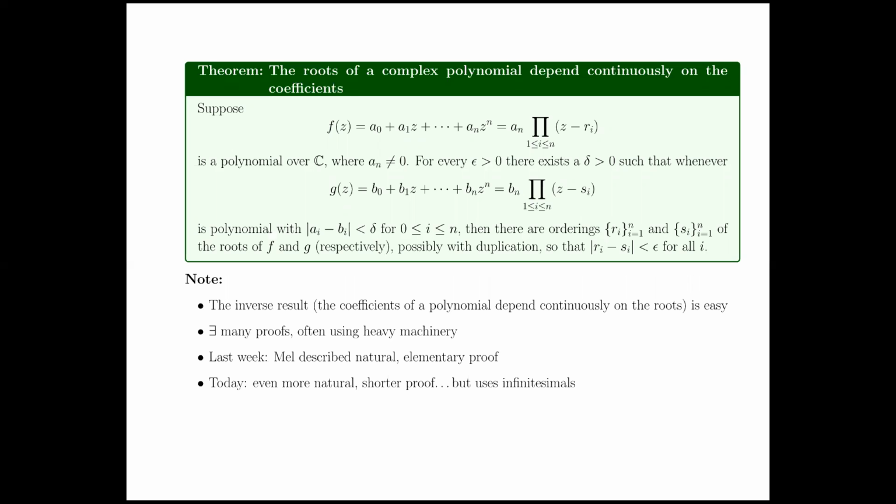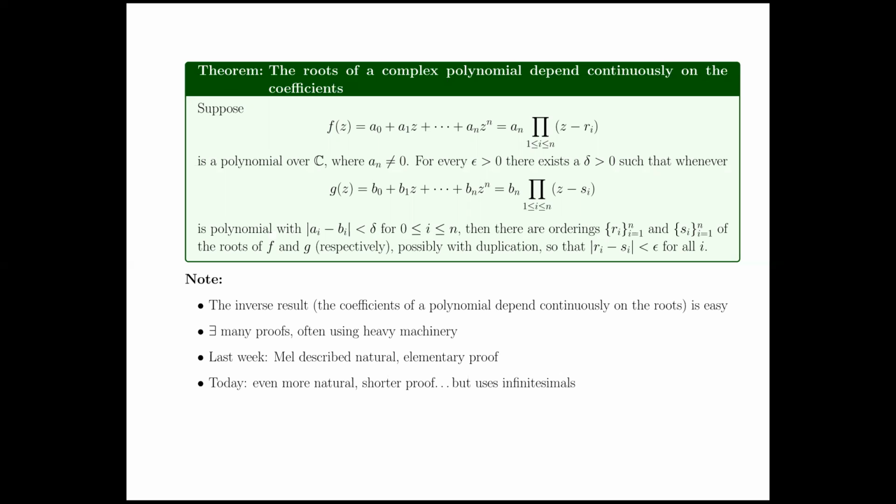And you've got to find a way of writing that out because roots can coalesce when you perturb coefficients a little bit. So the way I write it out is I write out the roots without duplication. So there's n roots for each because the complex field is algebraically closed. Some roots might have multiplicities, but I write them out without the multiplicities. So there might be duplication in the lists of roots. And so there's some ordering of the two sets of roots so that the corresponding roots are within epsilon. So that's sort of a standard, a modern standard way of writing this question out.